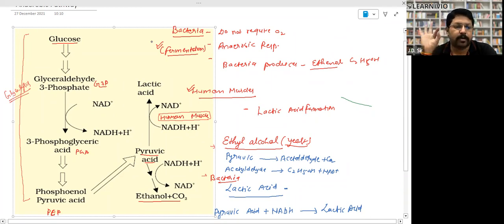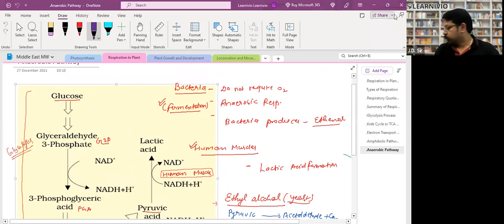So what you have to remember? Glycolysis, Krebs cycle, anaerobic respiration, energy balance sheet of glycolysis, energy balance sheet of Krebs cycle. That's it. That's what you have to remember. Now, what is the next chapter?